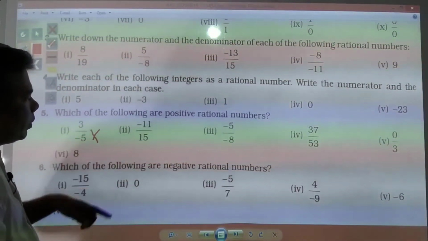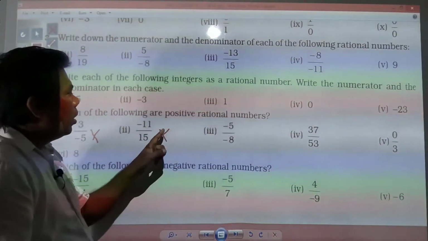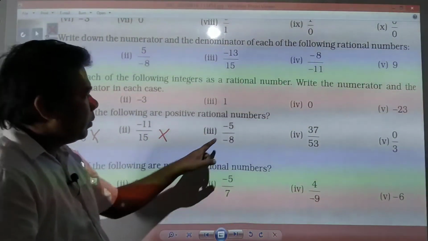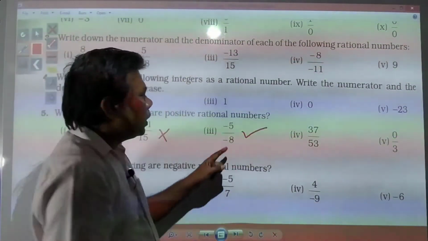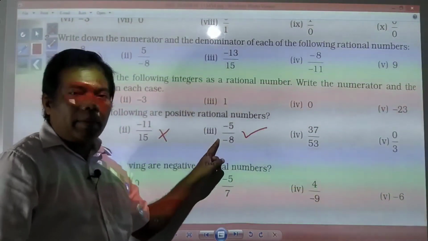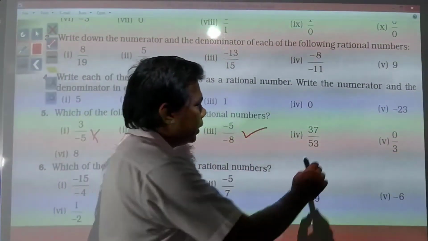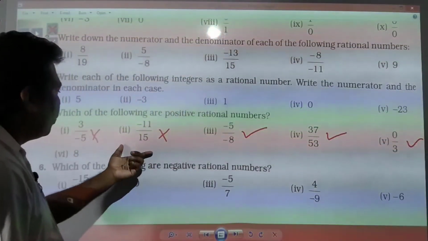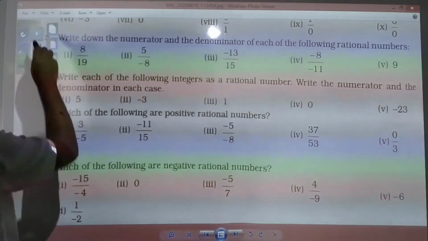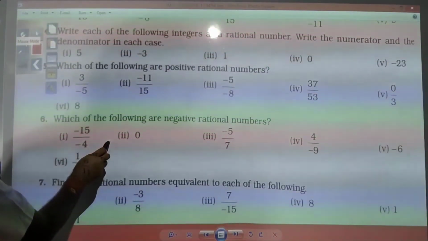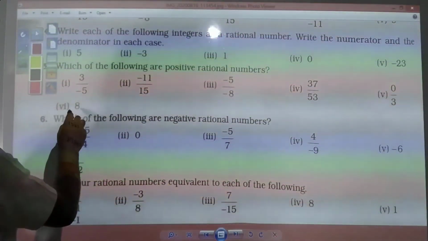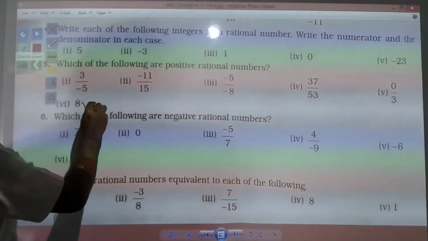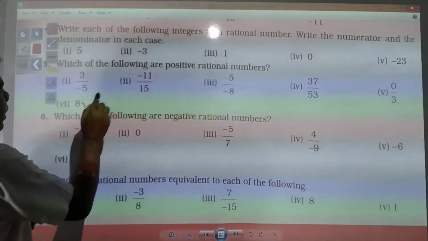numerator you have positive. This is again not a positive rational number, because numerator you have negative, denominator you have positive. Here this is a positive rational number because both are same, negative and negative. Here this is positive rational number, this is positive rational number. So I hope you will be able to write. Next you see, this is again a positive rational number, because 8 can be written as 8 by 1.